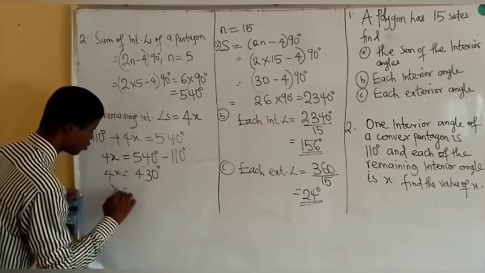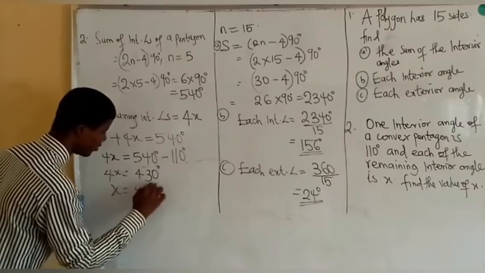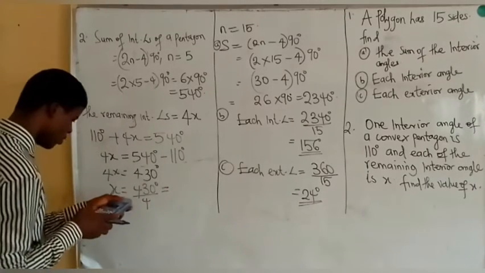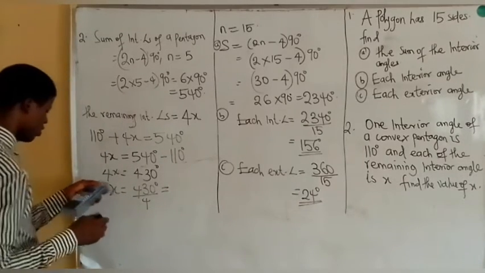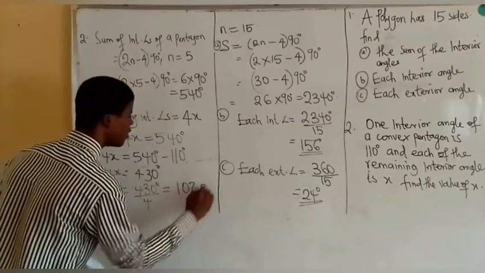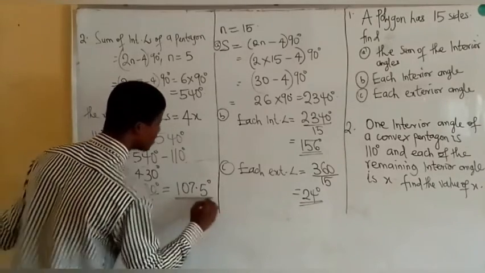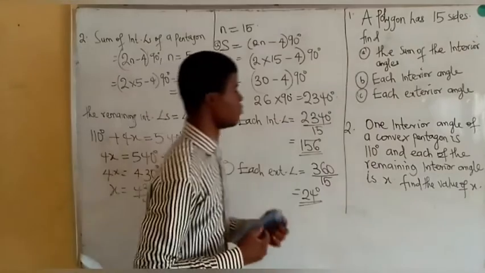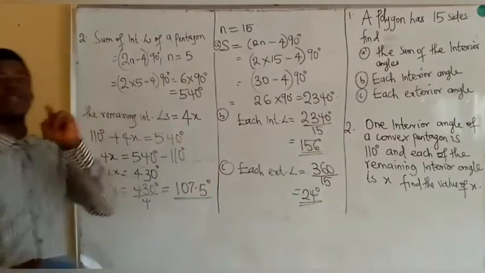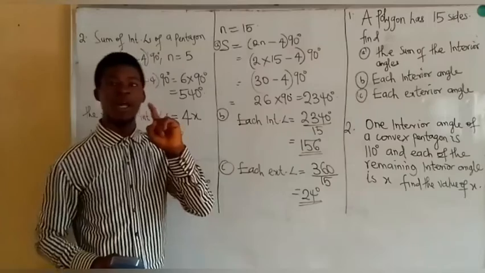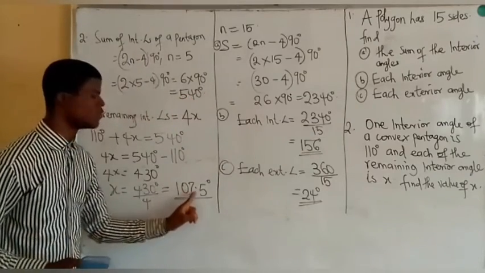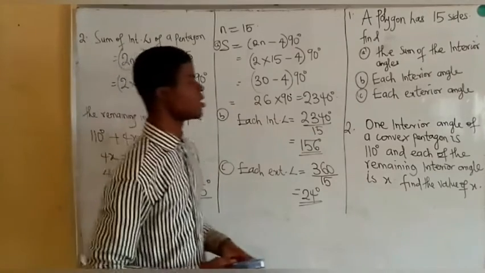So x is now equal to 430 degrees over 4. So let's see what that gives us. 430 divided by 4 is 107.5 degrees. So x is 107.5 degrees. It also means that each of the remaining interior angles, that's 4 of them that are equal, each of them is 107.5 degrees. So let's see the last 2 questions.